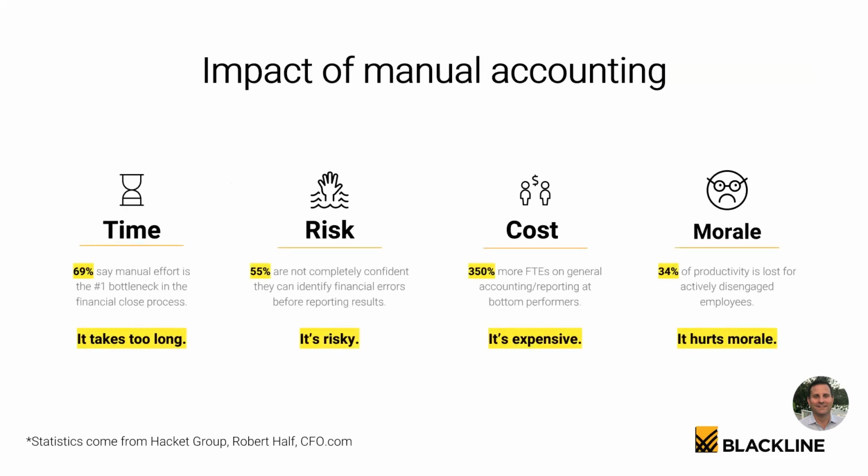And why isn't it sustainable? Well, it really boils down to four things: time, risk, cost, and morale. The time your team dedicates to manual tasks becomes the bottleneck. It causes month-end close tasks to take longer and longer to complete. And it's risky to complete tasks manually in Excel because it's hard to prevent mistakes. And that can lead to inaccurate financial reports or forgetting to do key tasks.